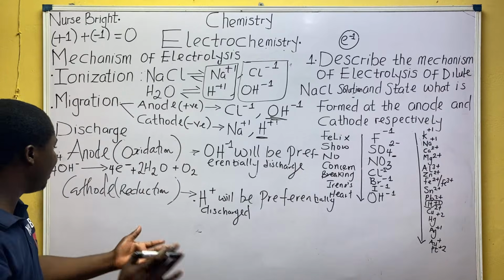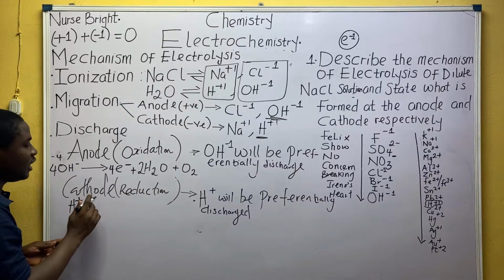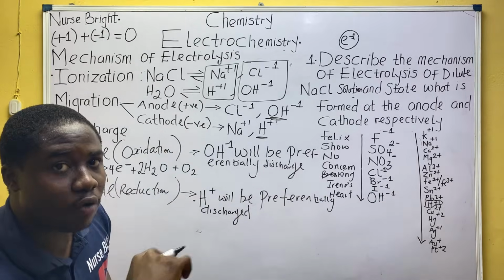So let's work on the cathode. It is H plus. Because it's the cathode, it undergoes gain of electron, reduction.